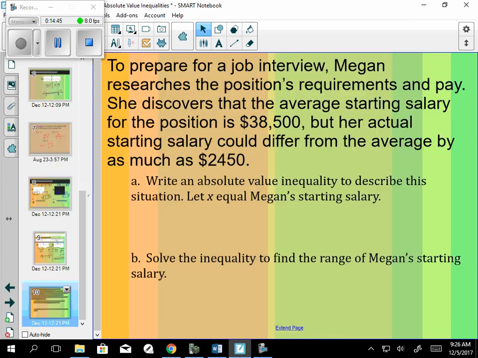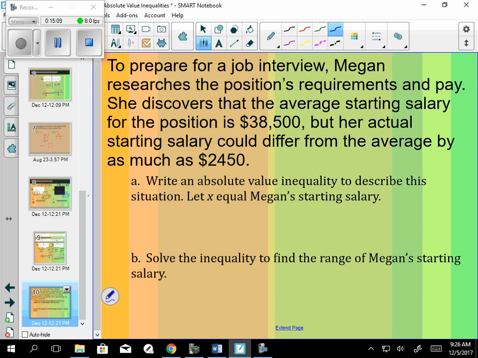All right, last one, a word problem. This says, to prepare for a job interview, Megan researches the position's requirements and pay. She discovers that the average starting salary for the position is $38,500, but her actual starting salary could differ from the average by as much as $2,450. Write an absolute value inequality to describe the situation. Let x be Megan's starting salary.